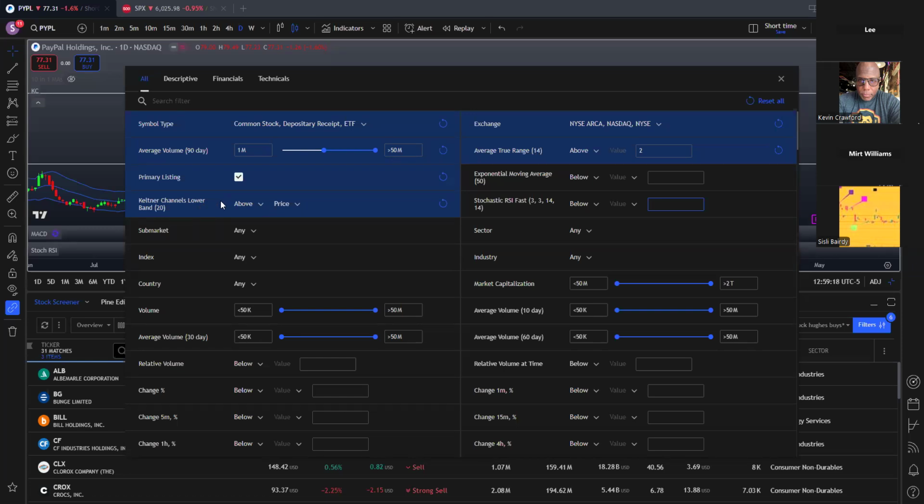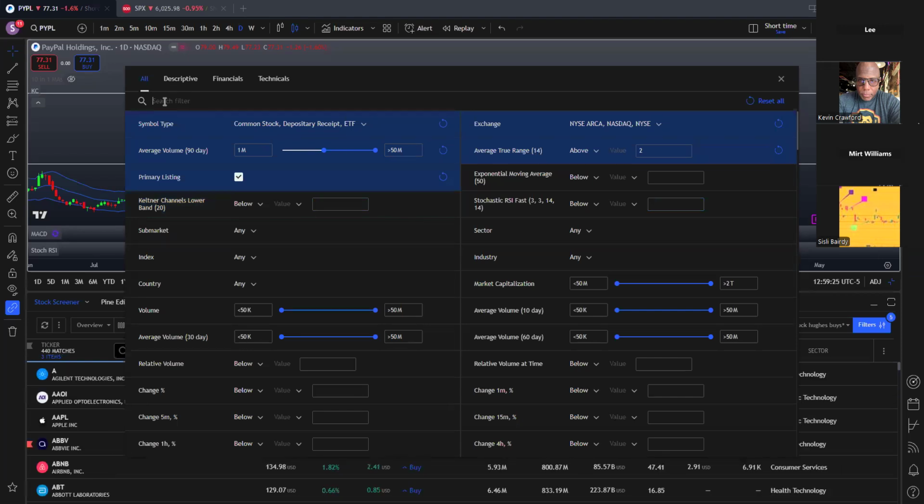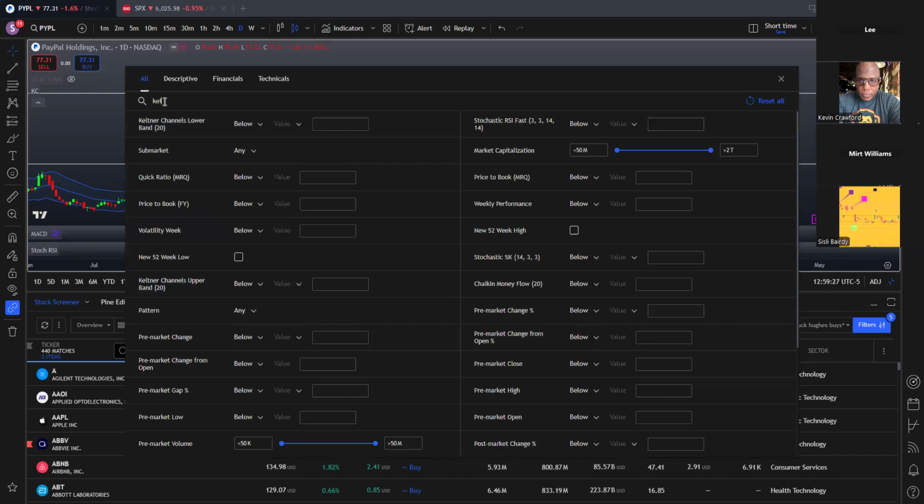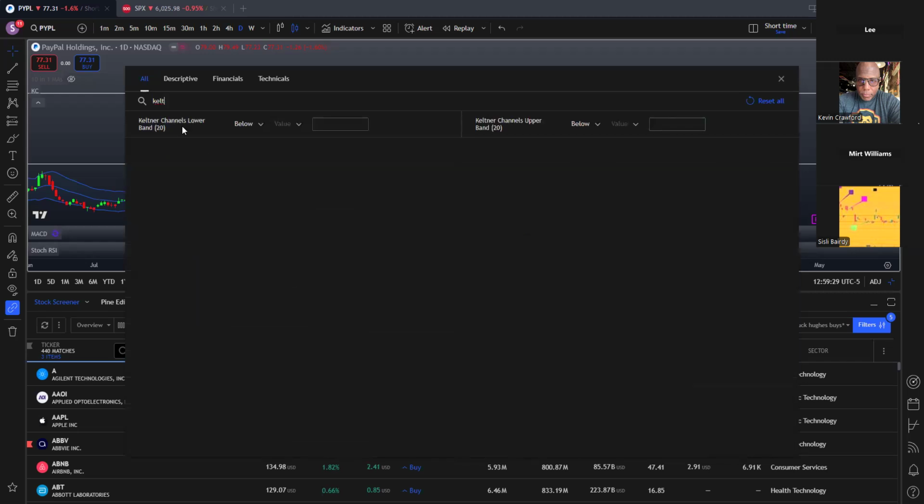So I'm just going to show it to you from scratch. I'm going to turn it off, and then I'm going to hit search filter here. I'm going to type in Keltner. Okay, so you see they have the Keltner channel band, lower band, and then over here they have the higher band. So we're going to do the lower band first, right? Because those are the stocks that we want to see.